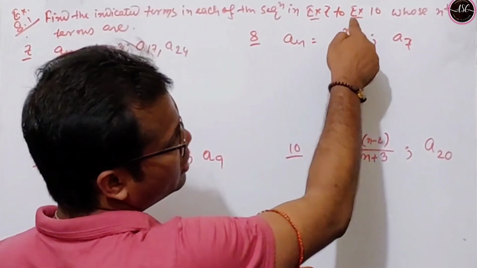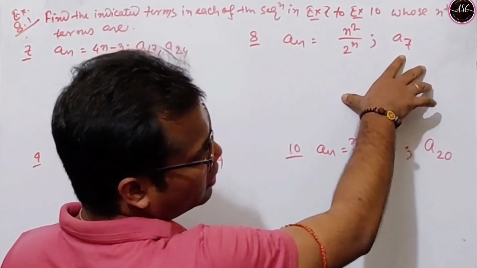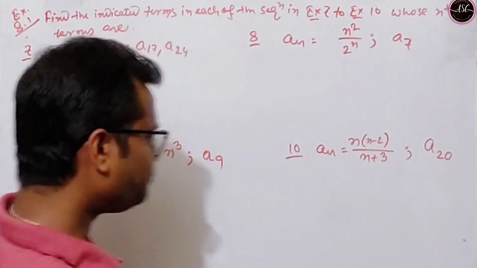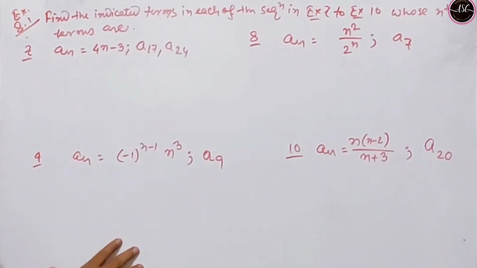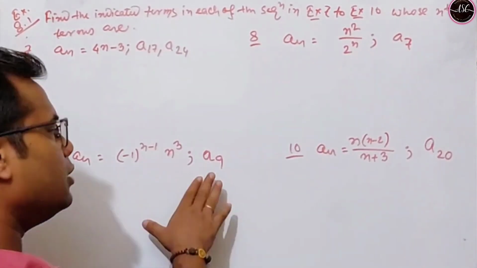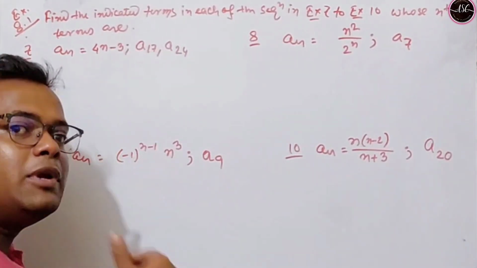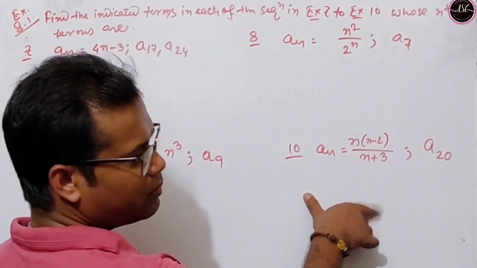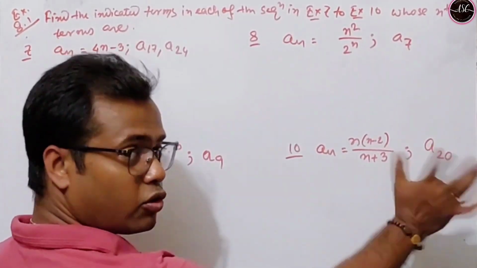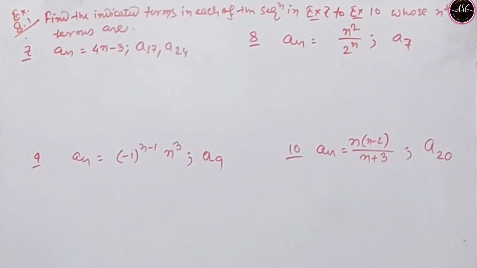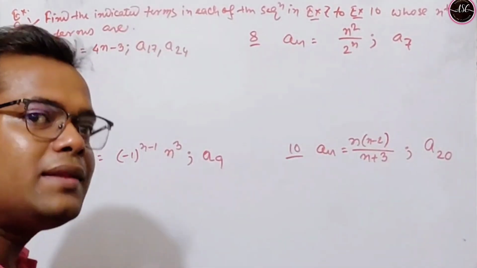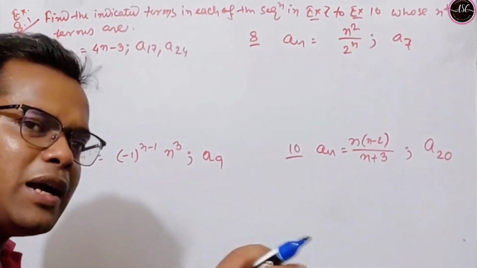Here an is equal to n square by 2 to the power n. We will find the A7, that means the 7th term. Here an is equal to minus 1 to the power n minus 1 into n cube, and we will find the A9, that means the 9th term. And here an is equal to n into n minus 2 divided by n plus 3, and we will find the A20 term. Okay. We have previously learned to find the nth term and a particular term.